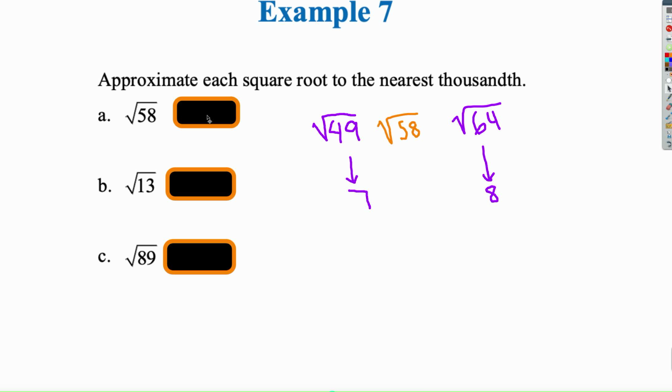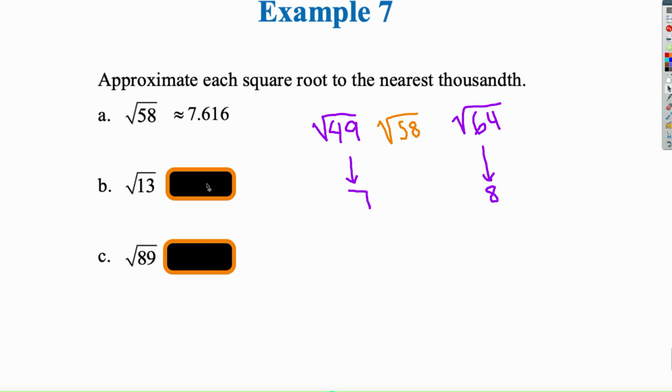So I can actually evaluate that on my calculator. I can estimate, and I get 7.616 approximately. The square root of 58 is actually what is called irrational, meaning I can't write it as a fraction. I can't write it without having to round.